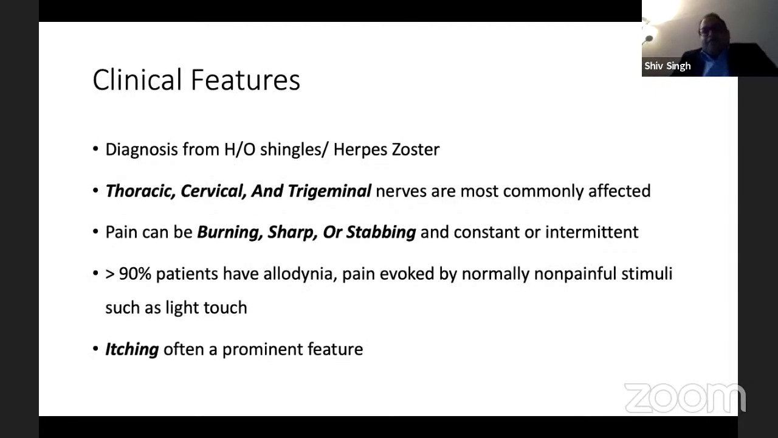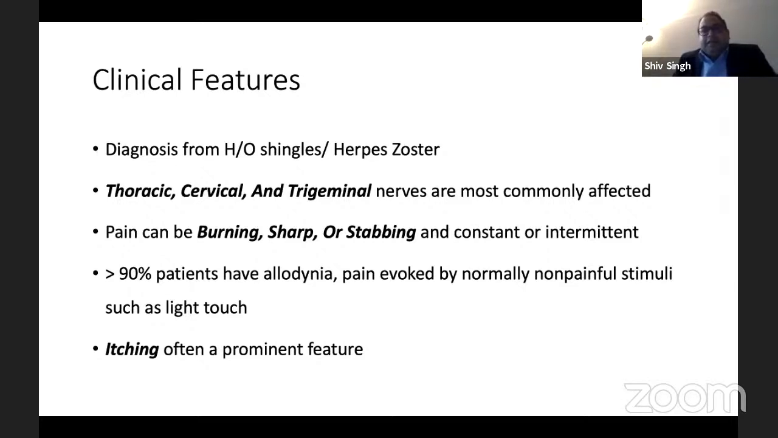So coming to the clinical features, obviously there has to be a history of herpes zoster, or shingles as it's called. Thoracic is the most common one, but it can also present in cervical and trigeminal nerve distribution. The pain associated with this condition is usually burning, sharp or stabbing, and it can be constant or intermittent. And 90% or more of the patients actually have allodynia.